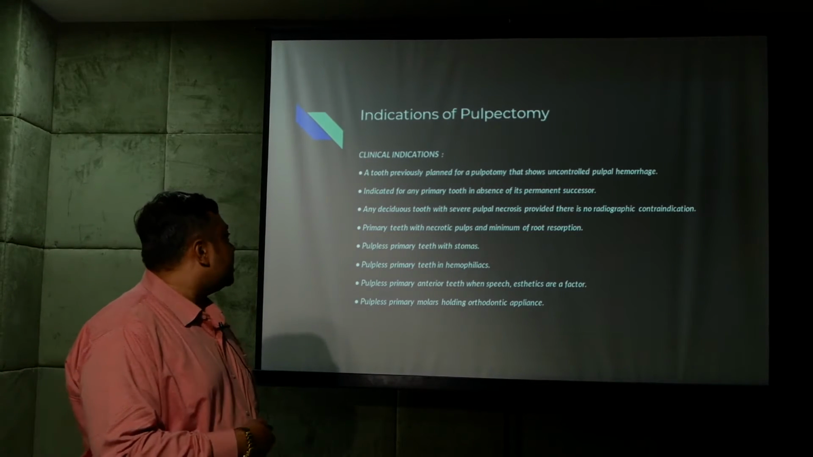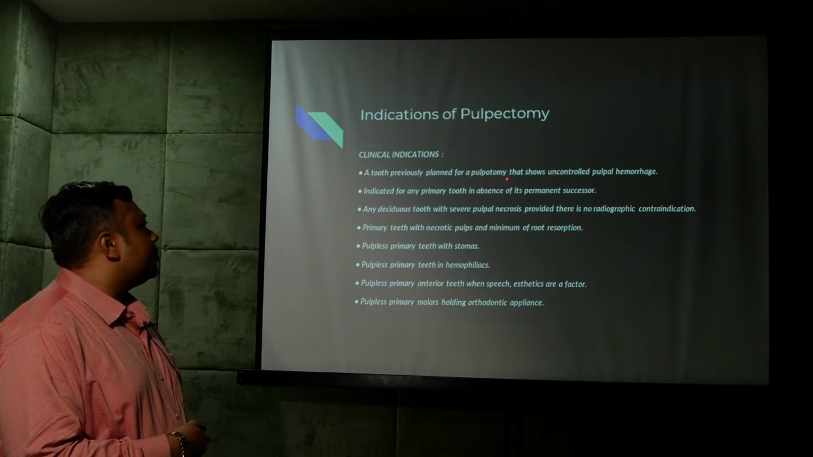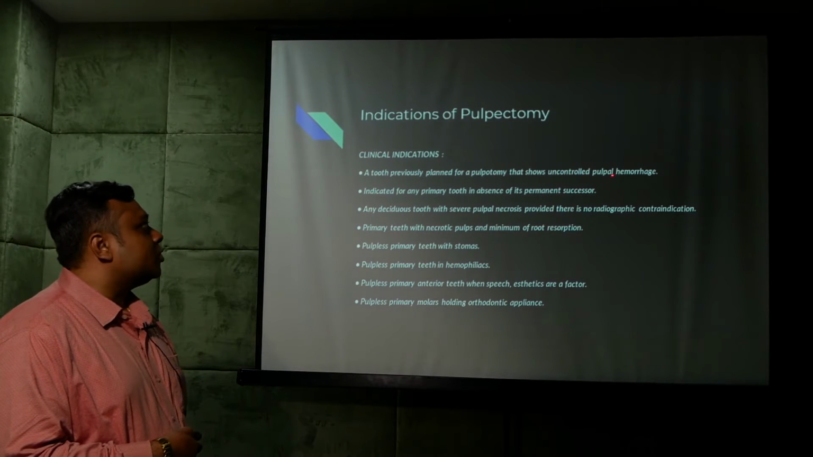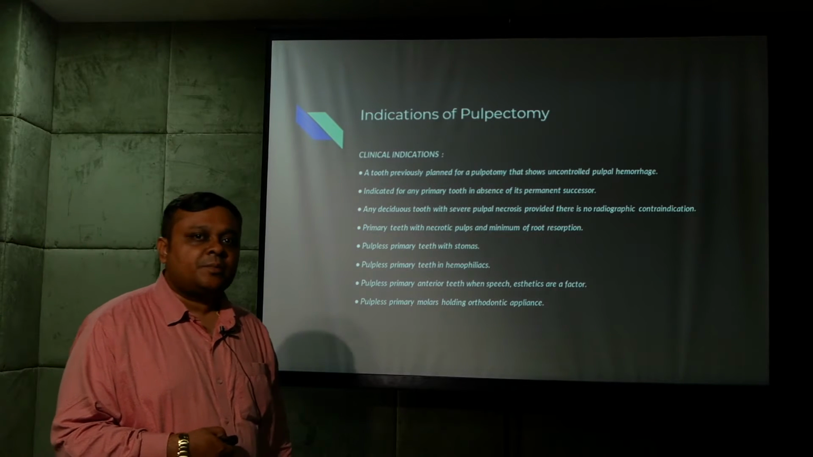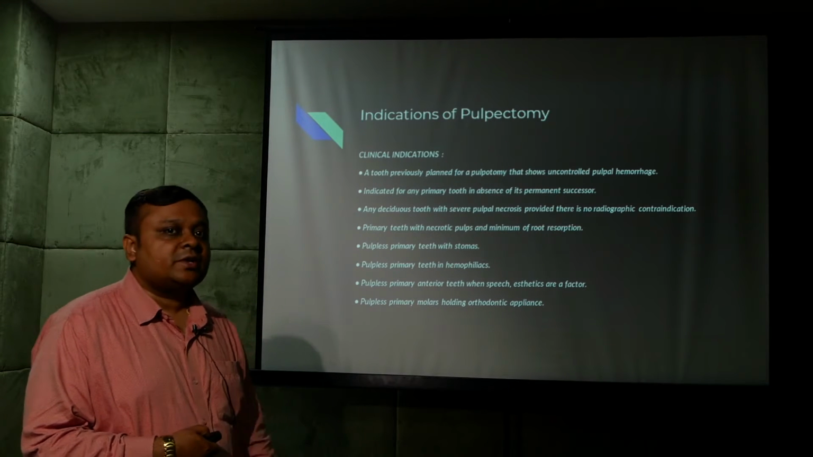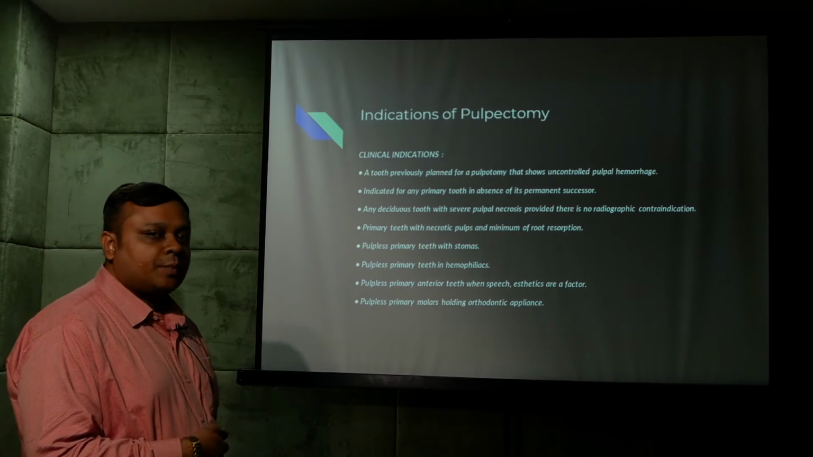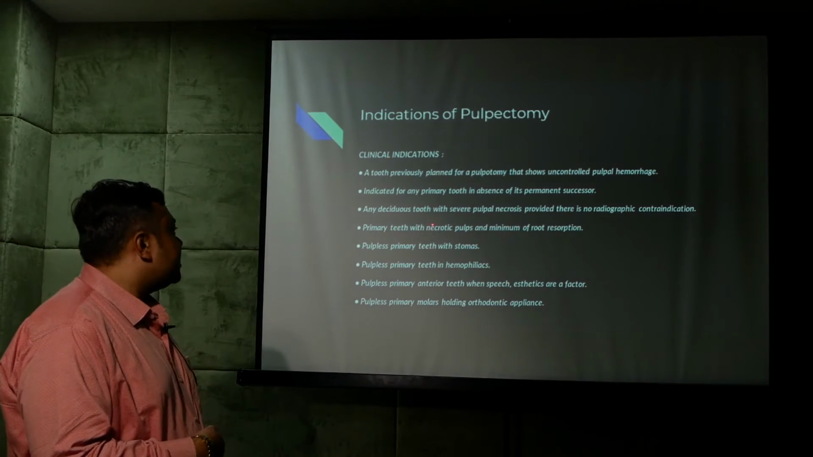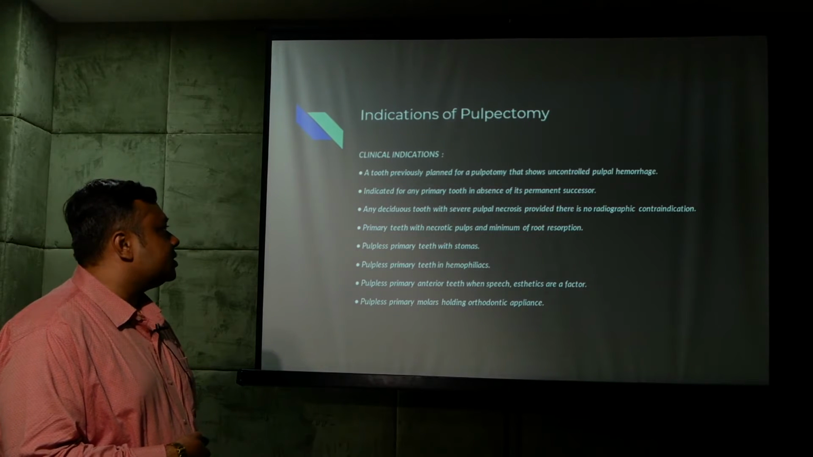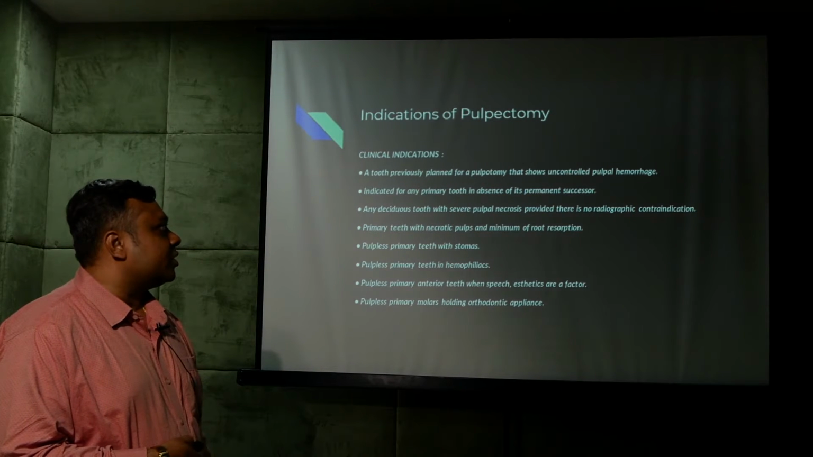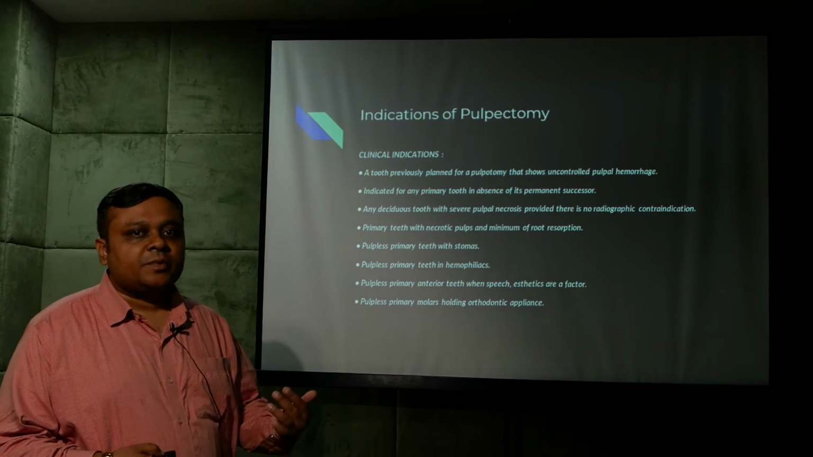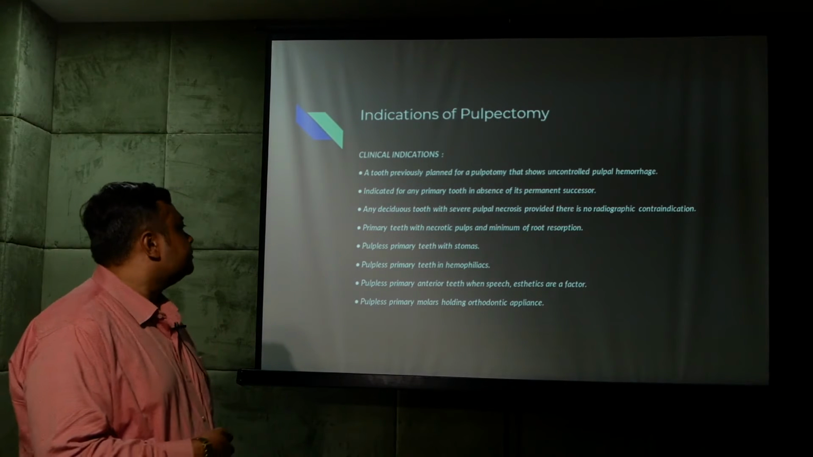Indications of pulpectomy are: a tooth which was previously planned for pulpotomy but has uncontrolled pulpal hemorrhage, that is, the pulp has gone towards irreversible pulpitis changes; any primary tooth in the absence of a permanent successor; any deciduous tooth with severe pulpal necrosis, provided there is no radiographic contraindication, that is, there should not be external or internal resorption.